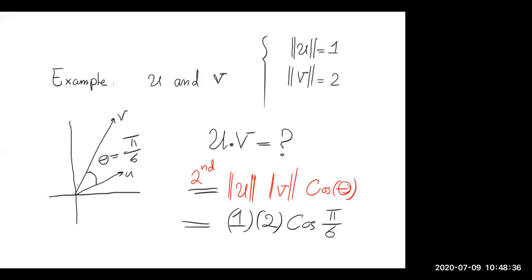Cosine of pi over 6 is square root of 3 over 2. So we would get 1 times 2 times radical 3 over 2. We get square root of 3. That would be the inner product of u and v.